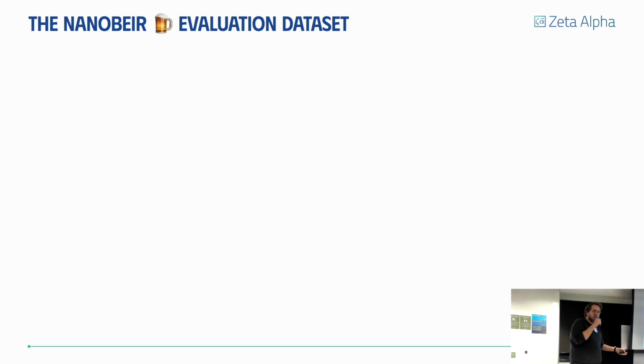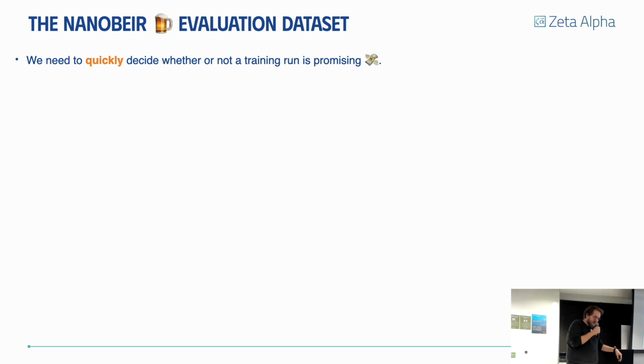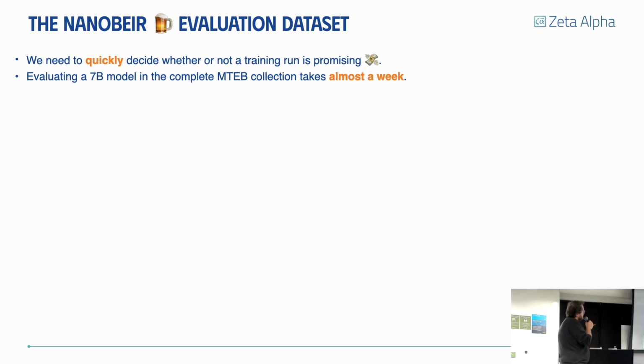Another thing that was quite cool that we did for this model is the NanoBEIR dataset. The problem is that when you're training a large model like 7 billion parameters, an evaluation run can take a week. You don't want to be sitting waiting a week to see if your model is good or not. It's boring, wasteful, etc.